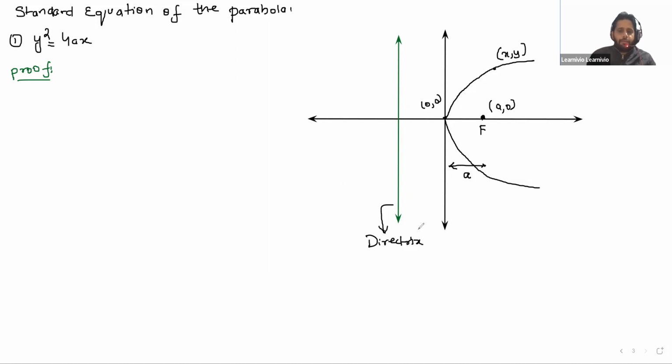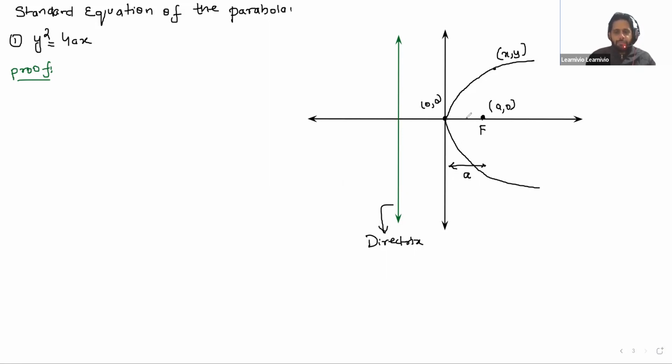It's the set of all the points which are equidistant from a fixed point and a fixed line. Okay. Now this point lies on the parabola. Yusra, this point is the vertex. So does this point lie on the parabola or not? Yes, this is the parabola. So this point lies on the parabola.